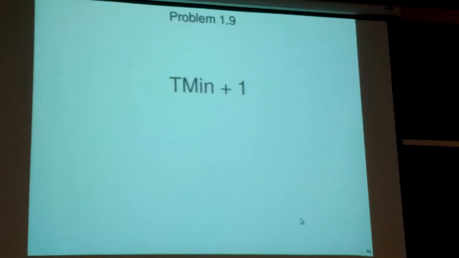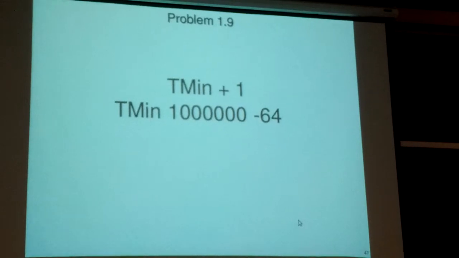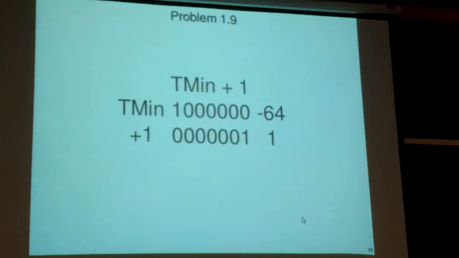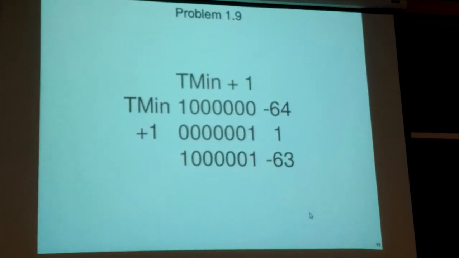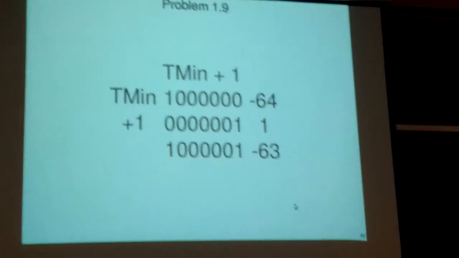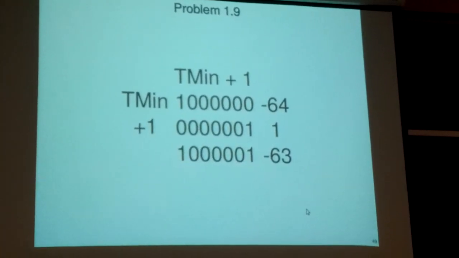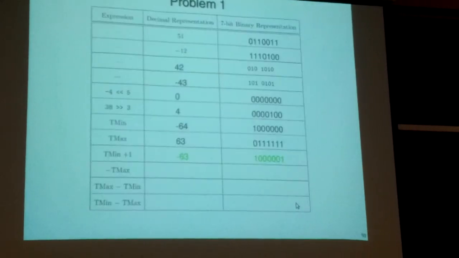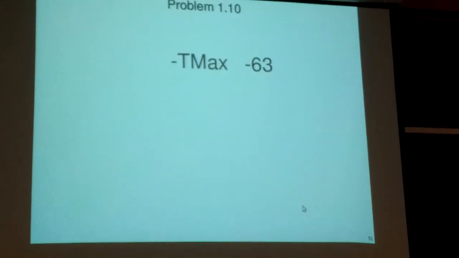Okay, these are a little bit more complicated. We have T-min plus 1. So T-min is a 1 followed by 0s, so negative 64. We're going to add 1 to that. We do simple bitwise digit arithmetic, and we get that number, which you should know, or you should be able to use complement and plus 1 to figure out is negative 63, which we've already done.